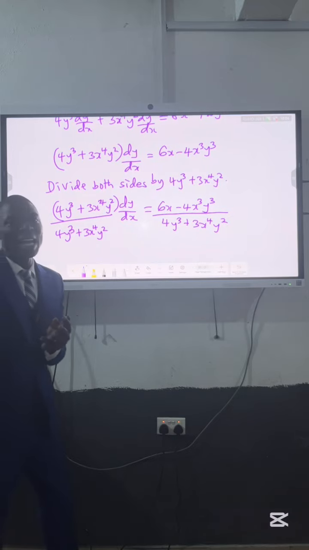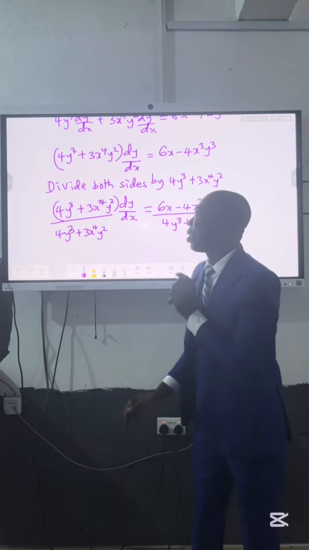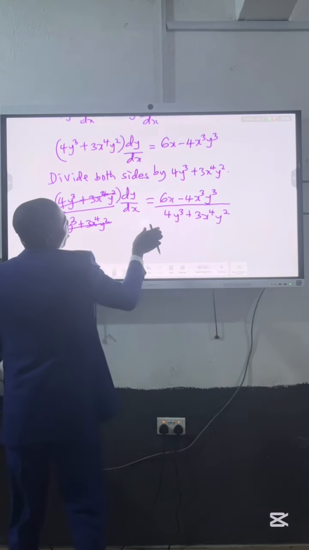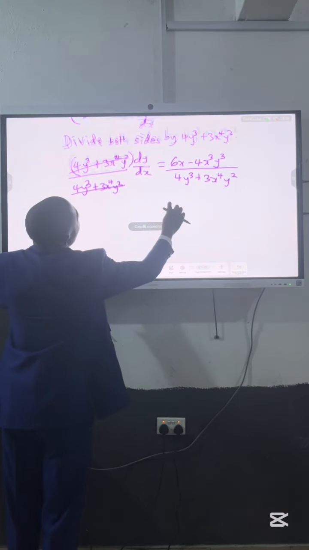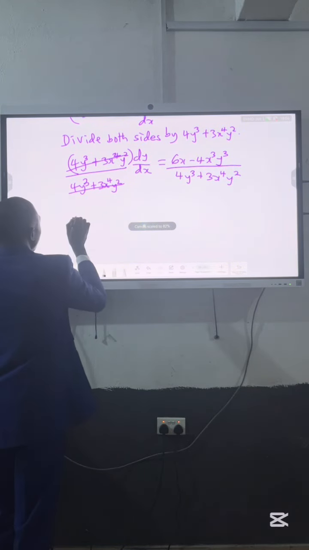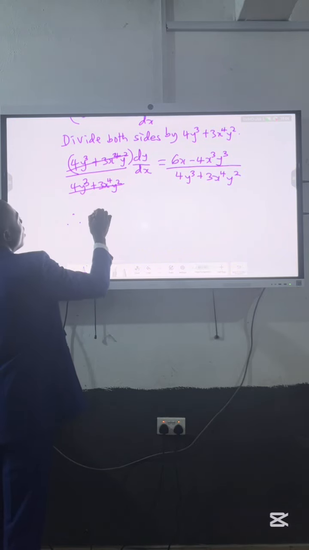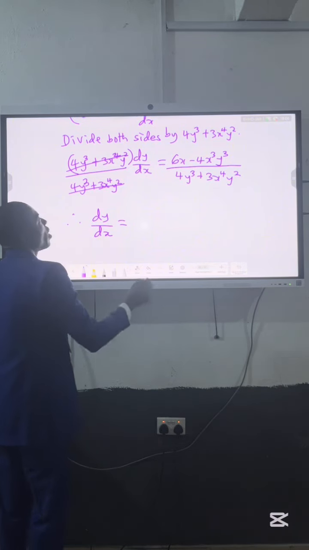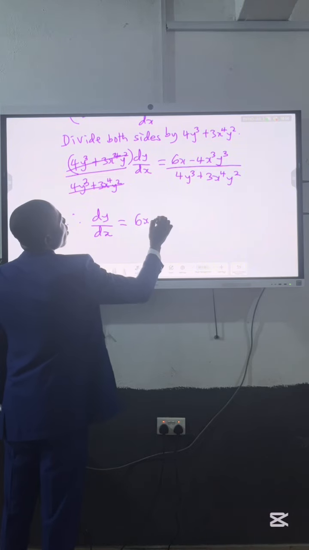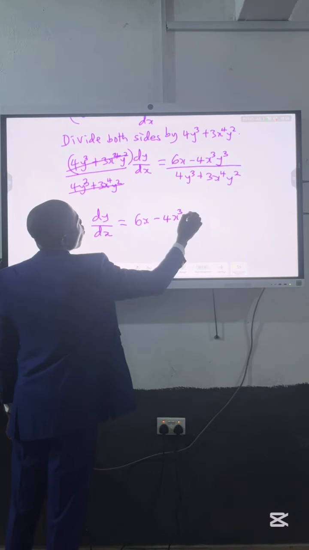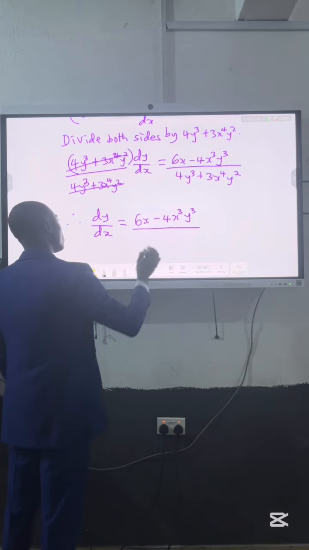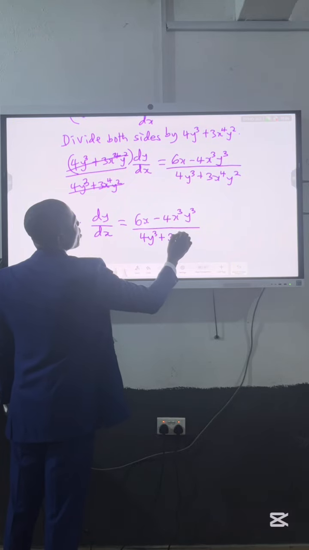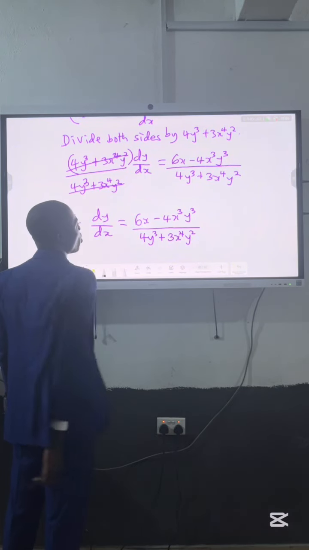So, but at the left hand side, see what will happen. This will cancel the whole of this one for you. And then we're almost done. Thank you for following. We're almost done. And then you can now boldly say, therefore, that dy dx as requested is now equal to 6x minus 4x to the power of 3, y to the power of 3, all over 4y to the power of 3 plus 3x to the power of 4, y to the power of 2.